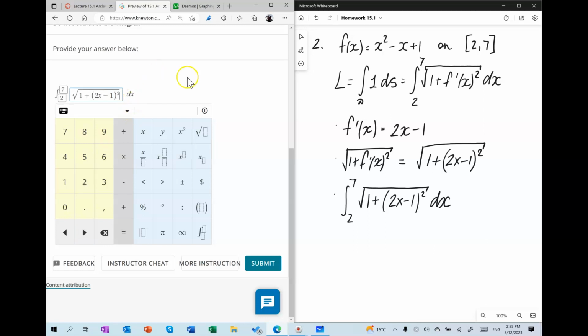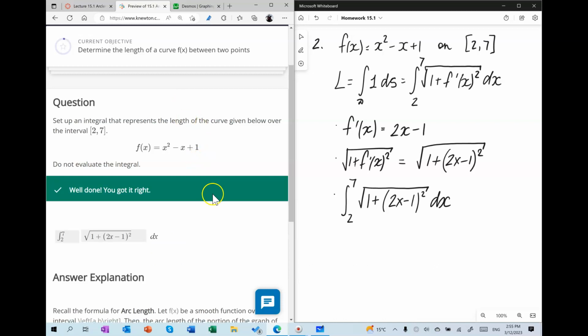Now, if I had to integrate it, I'm not sure what I would have done. I would have done a u-substitution here, maybe even a trig substitution, but again, that's not the purpose of this exercise, so let's move on.